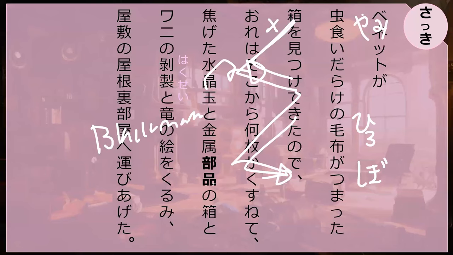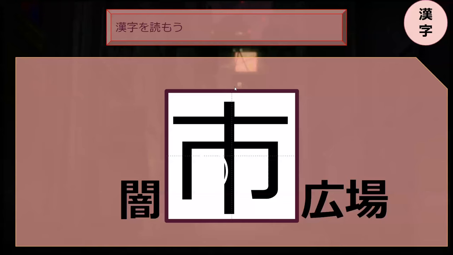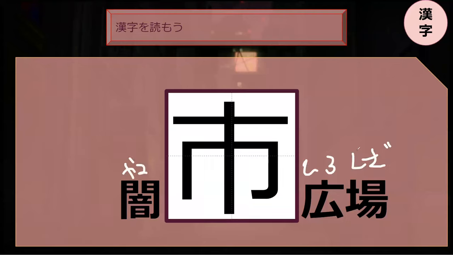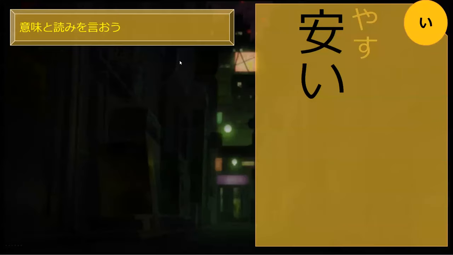Do you know how to read this word? The word is buhin. Perfect. Buhin, goods and stuff. So the night market started with yami and ended with hiroba. What was this guy in the middle? Ichi. Perfect. You know what yasui means? Yasui is cheap, like affordable. Yep, let's go read the sentence.